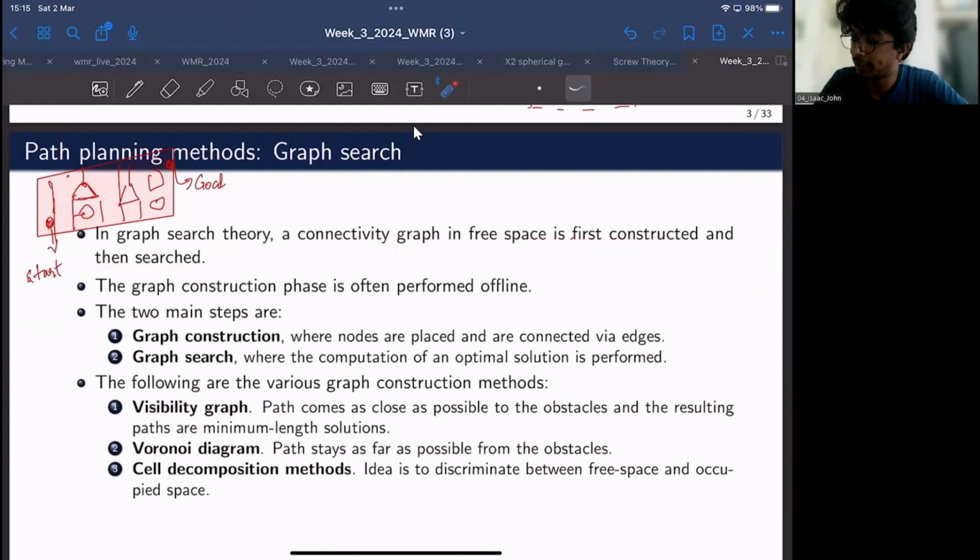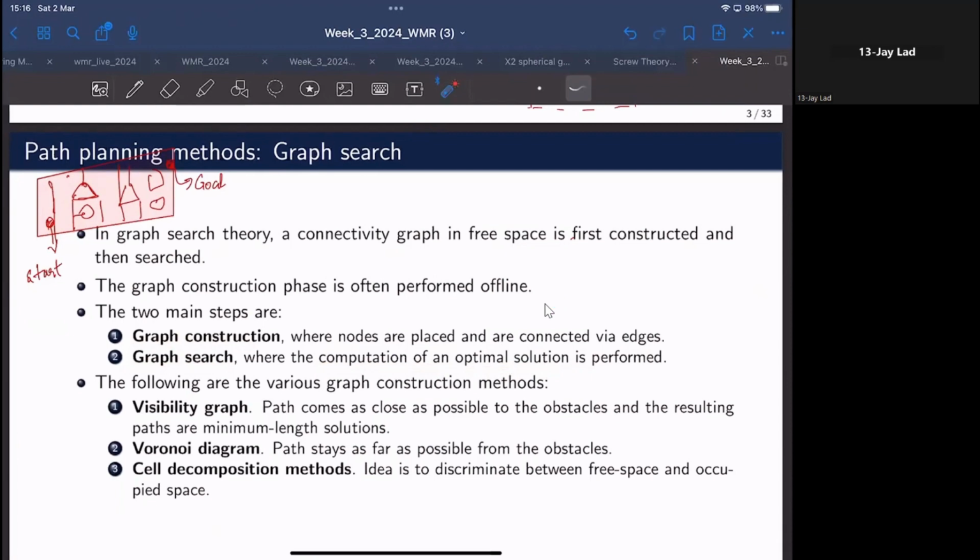So this can be done in 2 ways. One is called graph construction, where the nodes are placed and connected via edges. It'll be riddled with multiple nodes, and each of these nodes will be connected by edges. How do we create this graph? We'll come across that in a few minutes. And the second process is graph search, which deals with the computation of the optimal solution. Once you create a connectivity graph, the next procedure is to find or compute the optimal path through this graph.